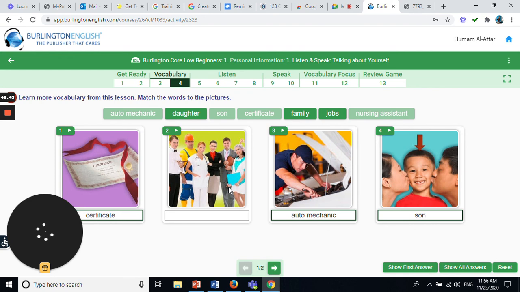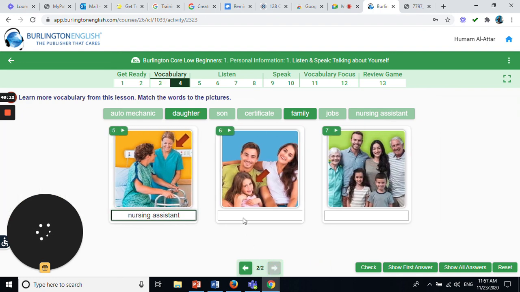It could be a doctor. Daughter, we have three options left here. We have daughter, family, and jobs. Jobs. Yes, very good, both of you. See, each one of them is doing something different. Each one of them is wearing different uniform. Very good.